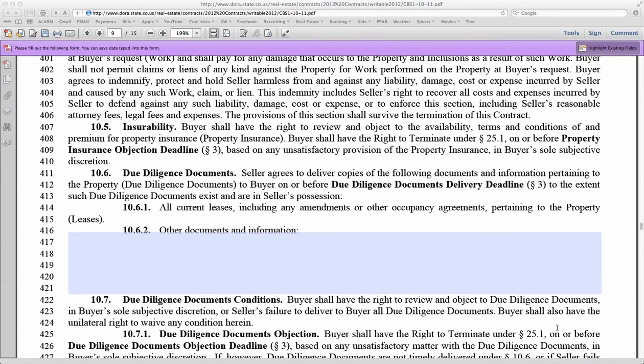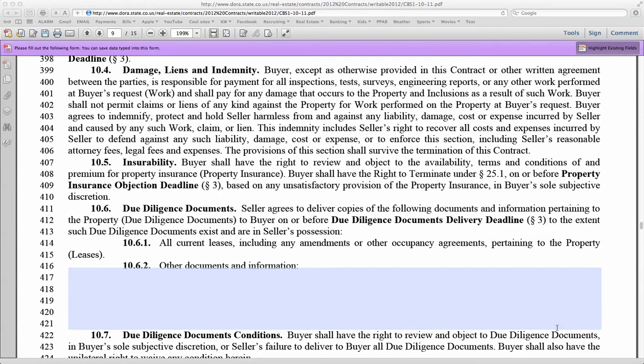10.4. Basically, 10.4 is stating that the buyer takes responsibility for any damages that are done to the property if they are letting one of their agents in, either themselves, their actual agents, any inspectors or appraisers that go in. If an inspector goes in and breaks the garage door, it is the buyer's responsibility to have that fixed.